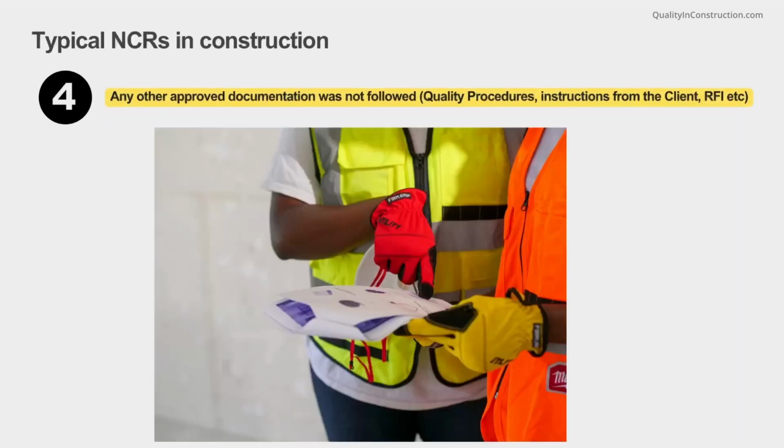Any other approved documentation was not followed, such as quality procedures, instructions from the client, RFIs, or other. There are many more documents that construction teams must be aware of, and proper project management should coordinate all efforts in a construction project to make sure these are followed and are acknowledged by the relevant people. If this is not happening, then it should be raised as an NCR.